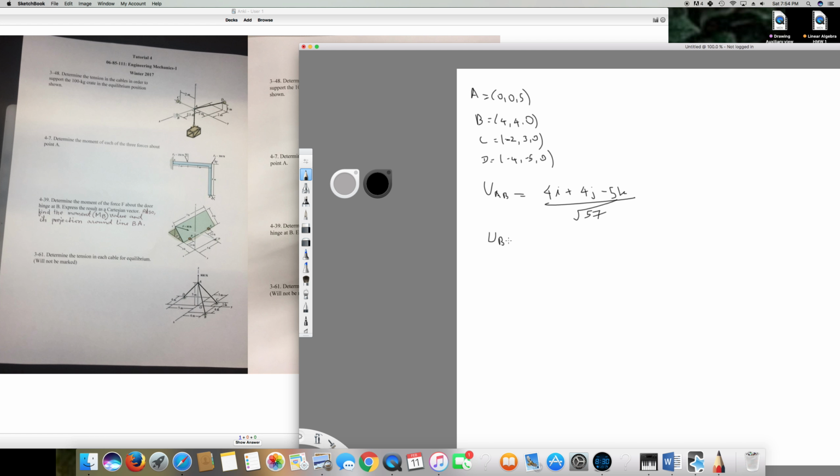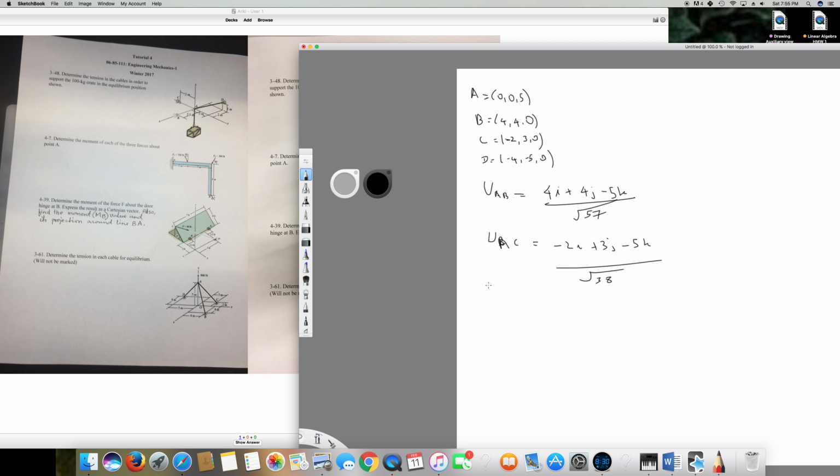Now let's calculate U_AC, not UBC, because we have to calculate everything along with A, since those lines are connected with A. U_AC is going to be C minus A. So negative 2 minus 0 is negative 2i, 3 minus 0 is 3j, and 0 minus 5 is negative 5k, over the magnitude. 2 squared is 4, 3 squared is 9, 9 plus 4 is 13, 13 plus 25 is 38. So it's over the square root of 38, and this is the answer for U_AC.